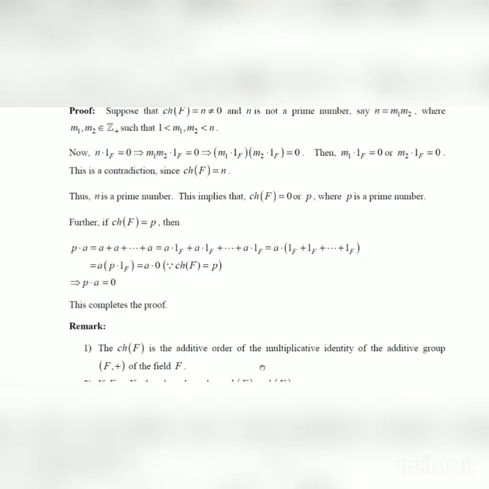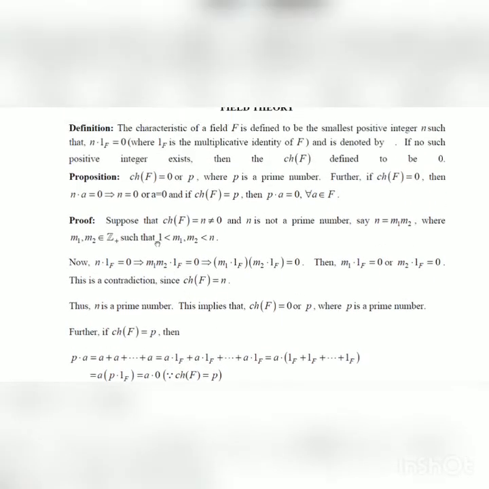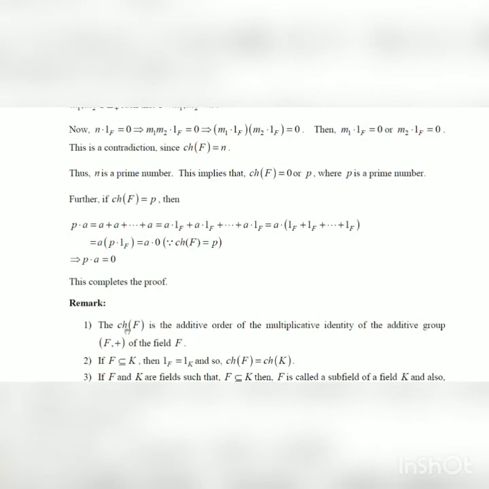So 1 to the power of n can be written, under the binary operation addition, as 1 plus 1 plus 1, n times. That is one and the same as saying n into 1 is equal to 0. But we know that n is the least positive integer and n into 1 is equal to 0 means it is nothing but the characteristic of that field. So characteristic of the field is the additive order of the multiplicative identity of the additive group F of the field F.